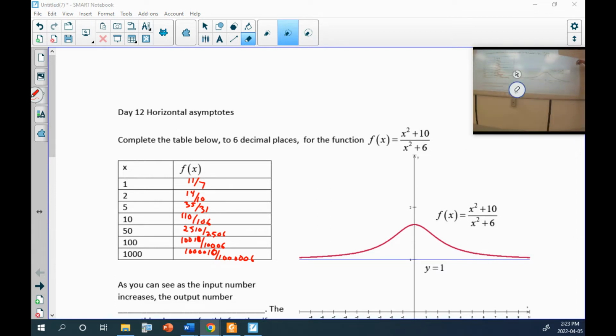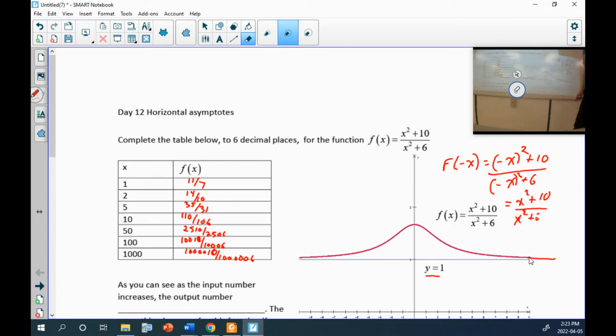So I'm more worried about what it is approaching, right? As we're getting out here, we're getting closer and closer to the line y is equal to 1. And we can see something similar because this is an even function, so it is symmetrical about the y-axis. We would see the same if I plugged in negative values.